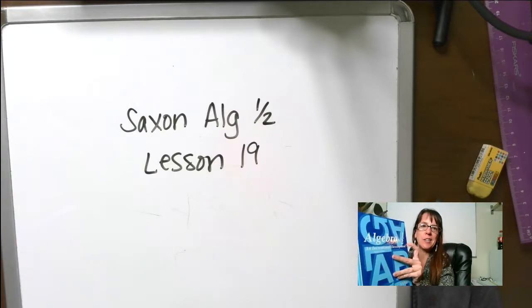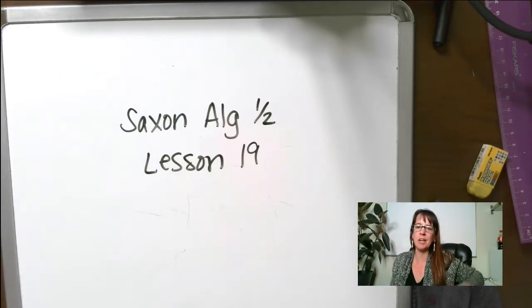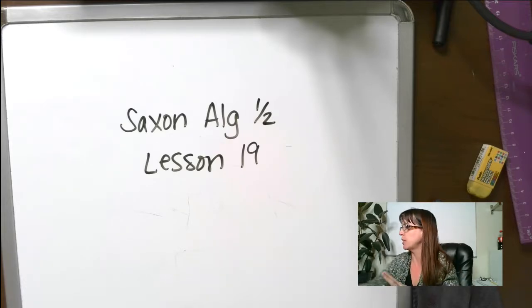Saxon, 3rd edition, Algebra 1/2. We're going to be talking about lesson 19 today. If you're following along at home, that's page 67. Symbols for multiplication. This is a big one.